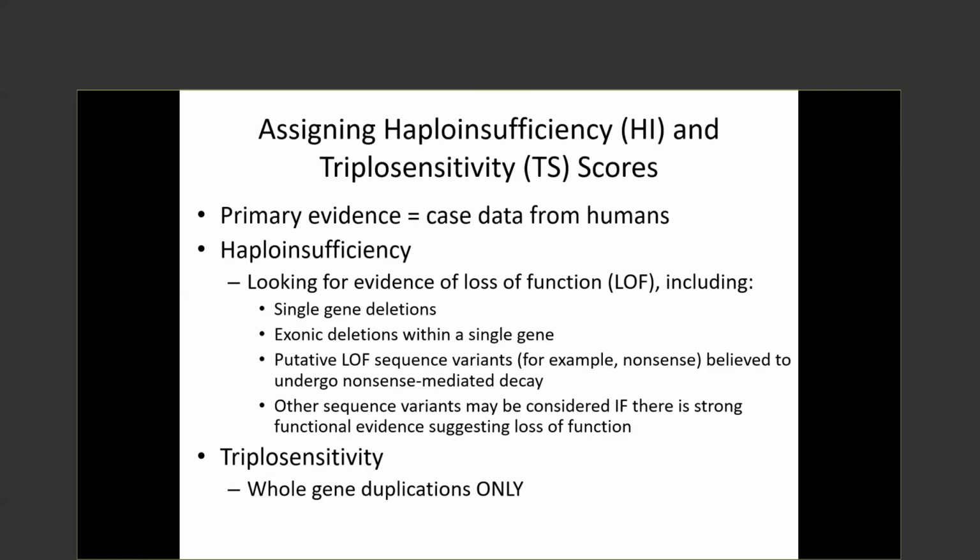The type of evidence that we consider for triplet sensitivity, on the other hand, is much more narrow. Really, we're only considering whole gene duplications involving only the gene under evaluation. And that explains why so many of our genes have triplet sensitivity scores of 0. We can't really rule out the effects of other genes in multigenic duplications, and intergenic duplications may in fact be acting as loss of function. We also don't consider gain of function sequence variants, which is actually a common misconception that people have. So just to make that clear, that's an entirely different disease mechanism.